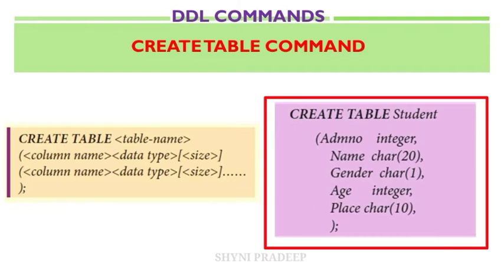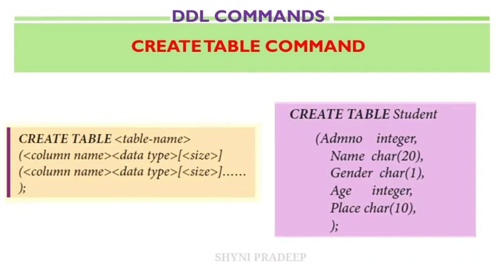Next, age, that is another column name. It should be an integer data type. And next, place, that should be character data type. Okay. So this is the way of creating a table using the create table command.